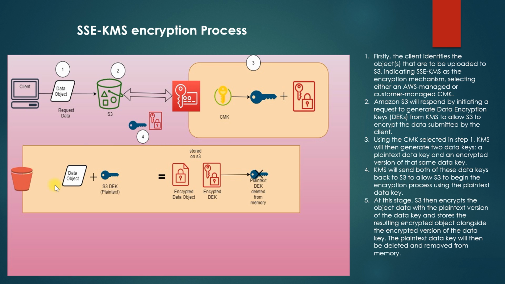In S3, what happens next is our data object gets encrypted with the help of the plain text data encryption key, and therefore we get the encrypted data object. And in S3, as previously, the encrypted data object along with the ciphertext data encryption key will be stored. And in the last step, the plain text data encryption key will be deleted from the memory.